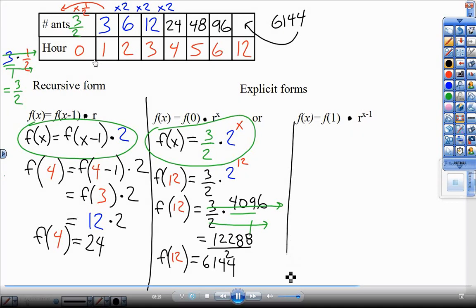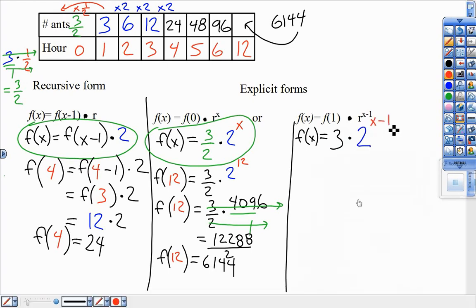If I want to shift over and use the first term instead, that would be f of x equals, and then the first term here, I'm using 3. So you could see no fraction there, which some people like, but you got this weird x minus 1 here to remember. So 3 times that common ratio number, which is 2, raised to the x minus 1 power. This will give you the same answer.